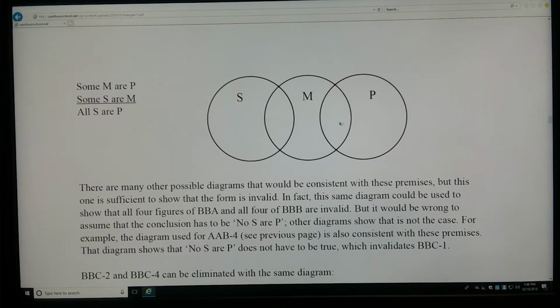Well, obviously that's not the case. In this instance, they don't overlap at all. So this diagram shows no S are P. But of course, you wouldn't have to draw it like this. So don't think that no S are P is the conclusion that you would have to draw, because there are many other diagrams that are possible. And in reality, nothing actually follows from these 2 premises. So we can't say anything definitive from just these 2 premises alone. There are just too many possibilities when you have 2 particular statements.